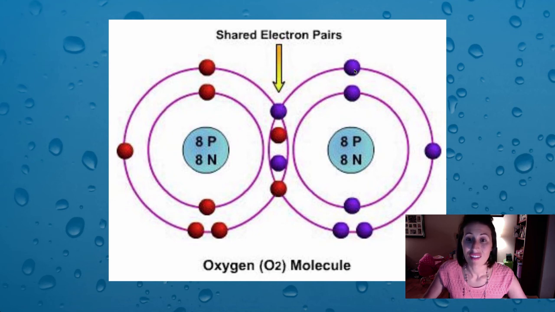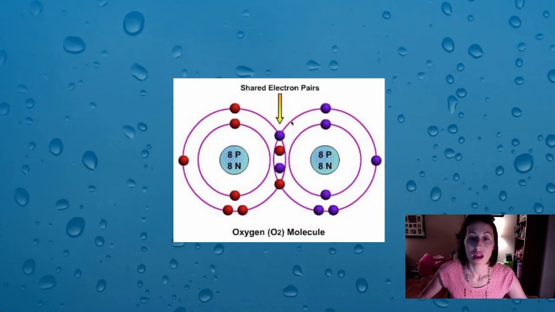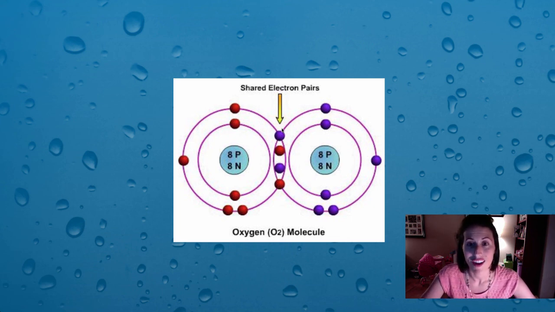Because of that, they're going to have an affinity for sharing that electron space with something else. So here you can see that they are sharing these electrons, so that makes this atom feel like its outer electron ring is full. And it also makes this atom feel like its outer electron ring is full. So now these 2 oxygen atoms are happy, and this is actually showing you O2, which is the type of oxygen that we breathe. Lucky for us.